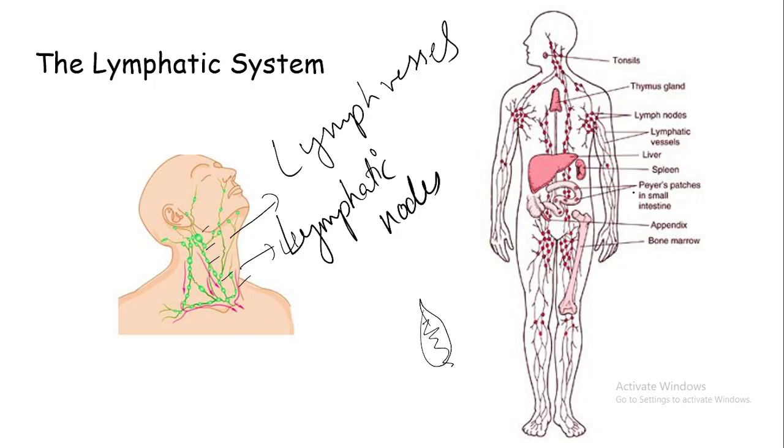There are various lymph organs that are associated with this entire system. Let us see what the types of lymphatic organs are. Tonsils are one, thymus gland is one, we have lymph nodes, and lymphatic vessels, already mentioned here. Liver also plays a role in the lymphatic system. Spleen is a major lymphatic organ. Peyer's patches in the small intestine are lymphatic in nature. Appendix, which does not have a major role to play as such, but yes, it is a lymphatic organ. And the bone marrow.